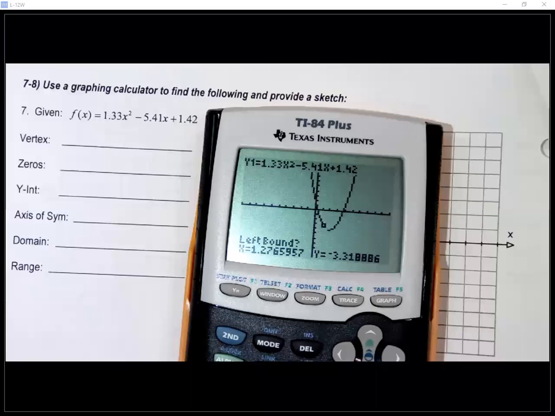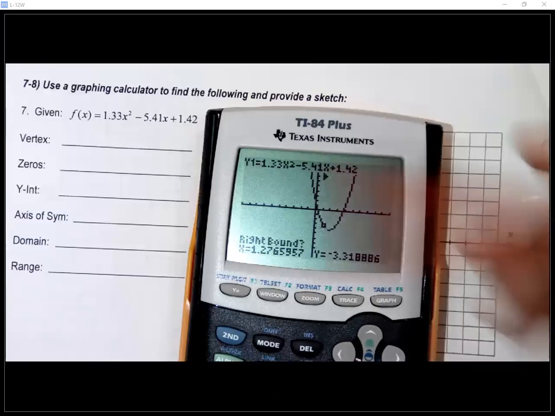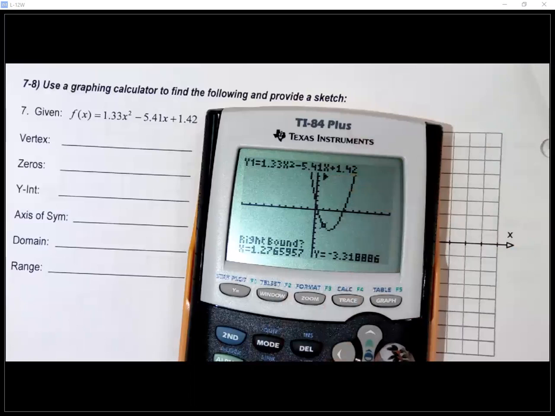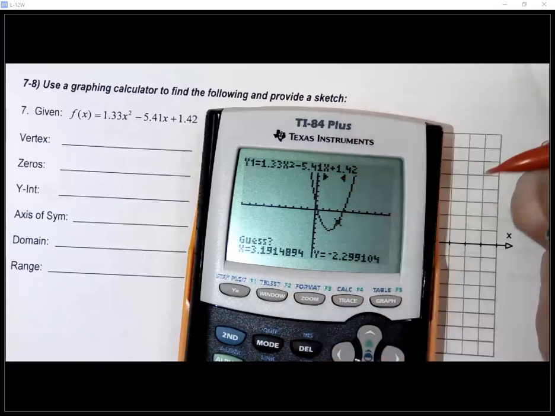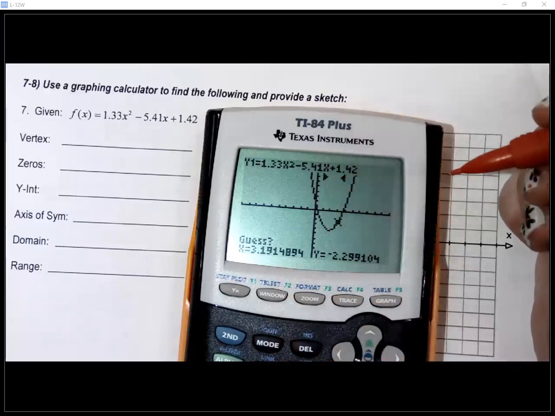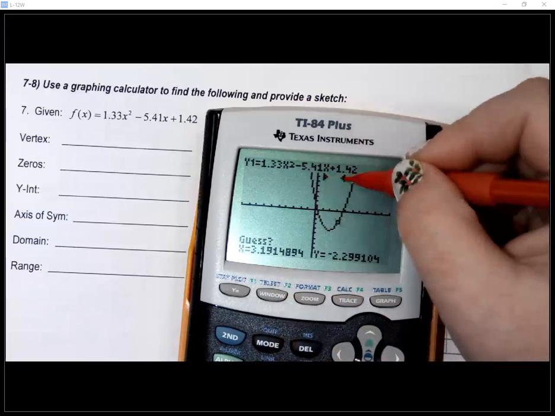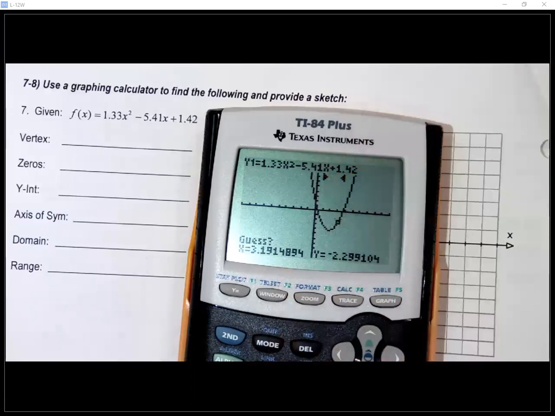You hit enter. See that black triangle that pops up at the top here? Now it's asking for the right bound. So you do the same thing, but now you move the blinky guy a little bit to the right of that lowest point. Hit enter. You're going to get another little black triangle up top. The calculator is saying, I'm going to find you the lowest point between these two triangles. That's why it has you set this up. When it says guess, you can just hit enter one more time. You don't have to do anything with that. And then it will tell you exactly where your minimum is.